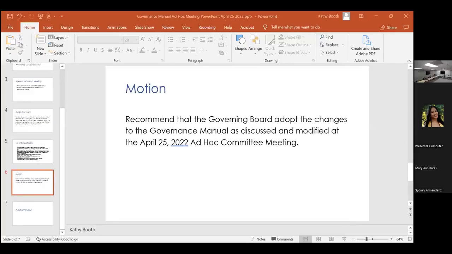I'm going to go back then to our motion. I'll share the screen. So first, let's go ahead and consider the motion before us. Would you mind reading that for us? Recommend that the governing board adopt the changes to the governance manual as discussed and modified at the April 25th, 2022 ad hoc committee meeting. Do we have any adjustments that anyone would like to make? Or would somebody like to move this motion as worded?